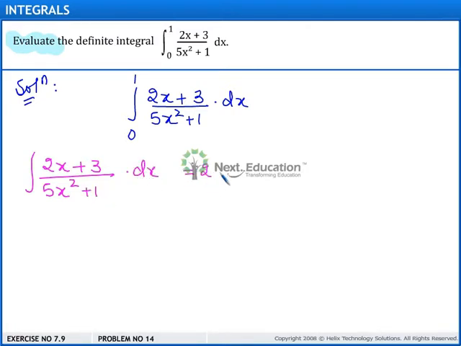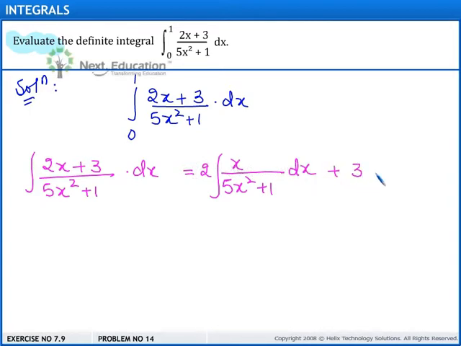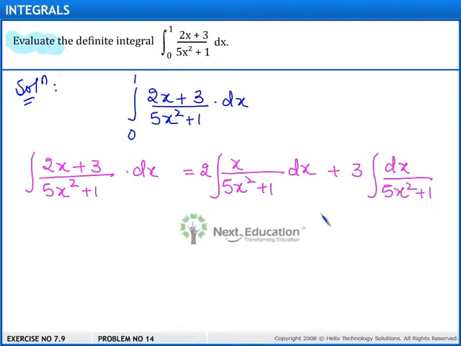This can be written as 2 times integral of x upon (5x square plus 1) into dx plus 3 integral of dx upon (5x square plus 1). Let us denote the first integral by I1 and the second integral by I2. First, let us solve the integral I1.